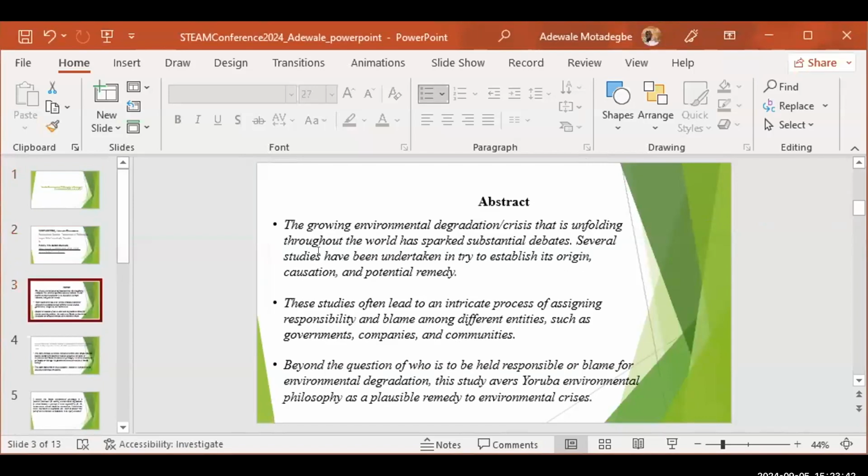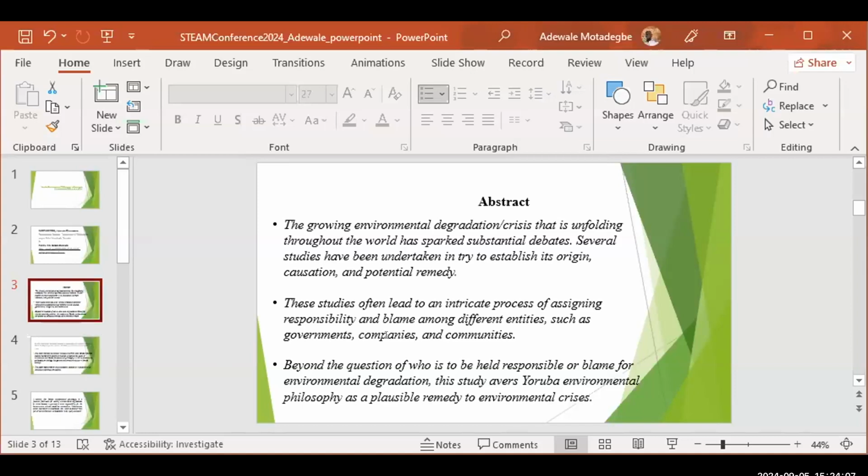From my abstract, I've established that there is a growing environmental degradation or crisis that is unfolding throughout the world. This has sparked substantial debates, leading to several studies trying to establish the origin, the causation, and the potential remedy for this environmental degradation, which I believe is also one of the reasons why we are here in this meeting.